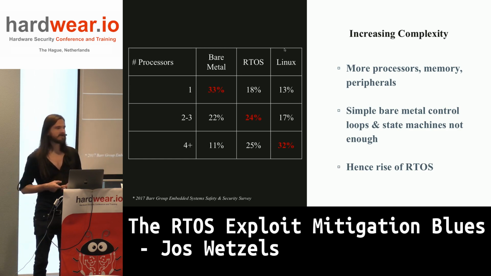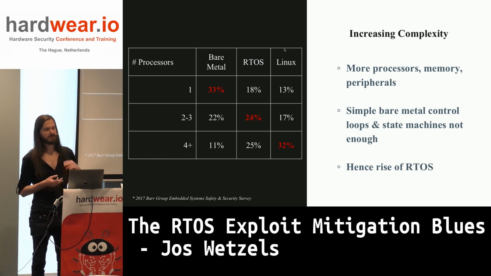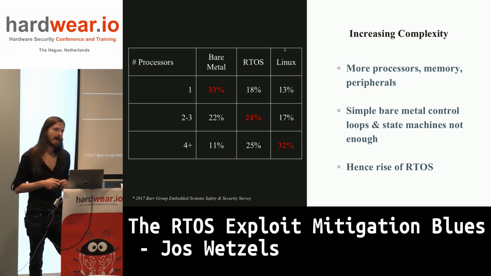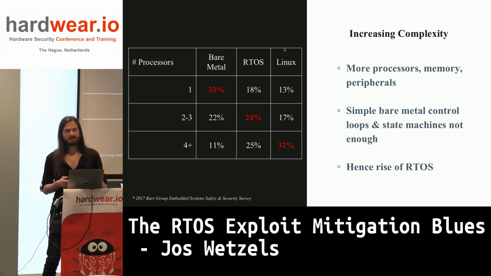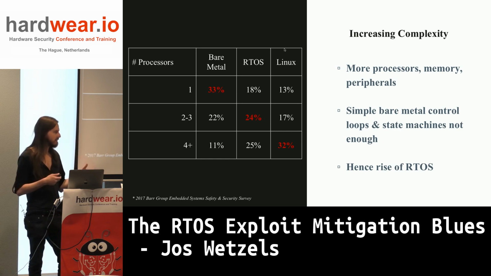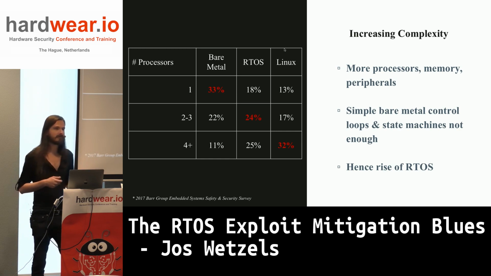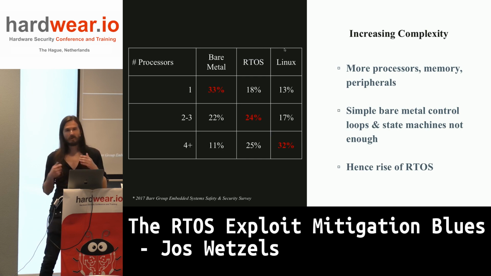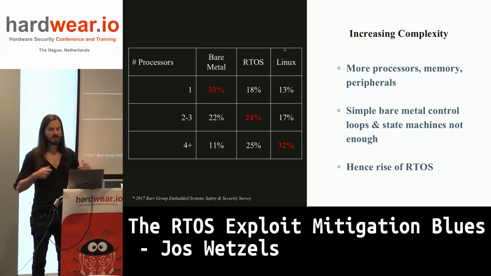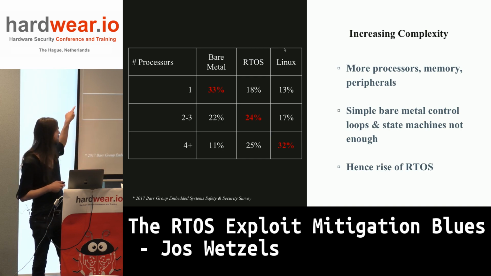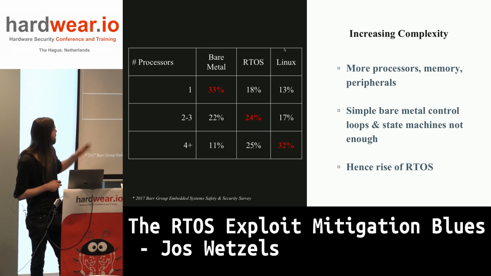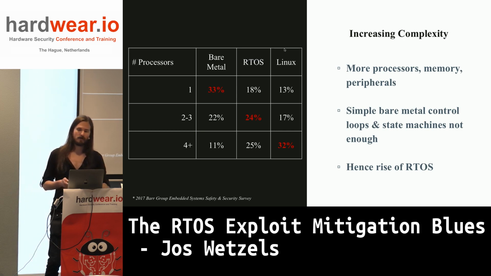So there are more processors, there's more memory on those devices, and there are more peripherals. In many of these cases, simple control loops or state machines that you might encounter in bare metal devices are not enough. So here you want a real-time operating system to manage this kind of complexity. As you can see in the table on the left, which is extracted from a recent Barr Group study, operating system complexity increases with an increase in the number of processors found on a board.